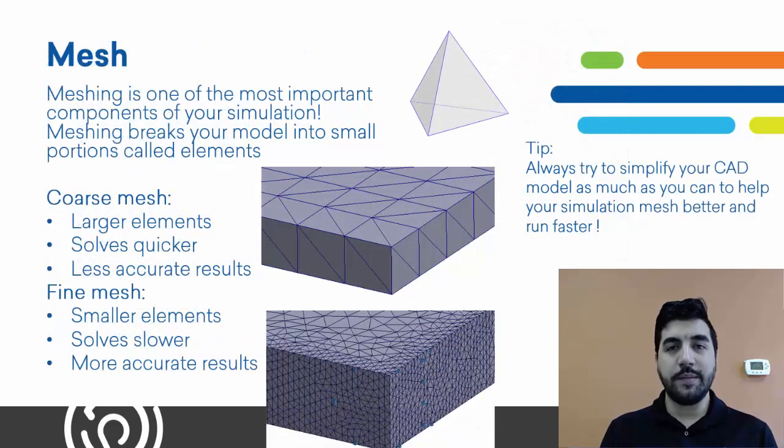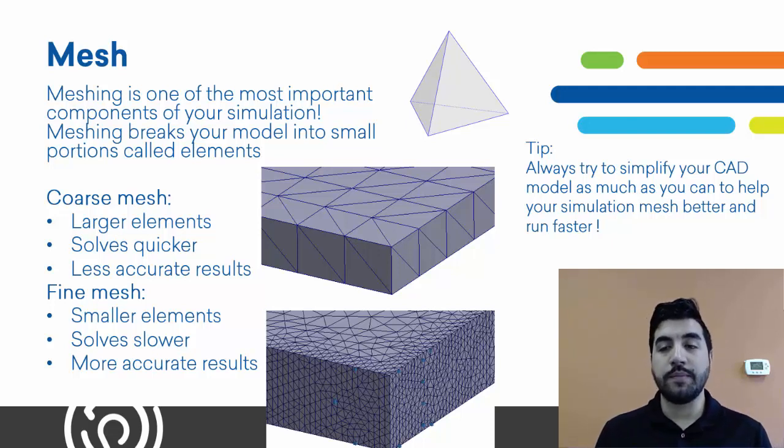Time to dive deeper into our mesh. So as I mentioned, meshing is one of the most important components of your simulation. What it does is that it breaks your model into small portions, which are called elements. One quick tip is to always try to simplify your CAD model as much as you can. This is going to help your simulation mesh to run faster.